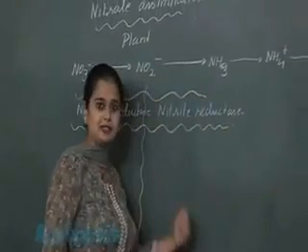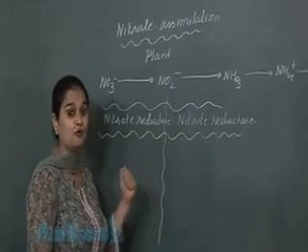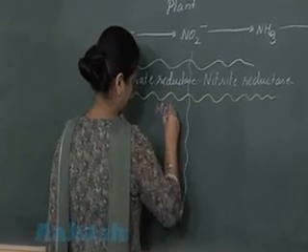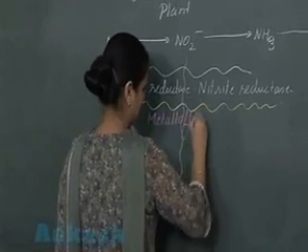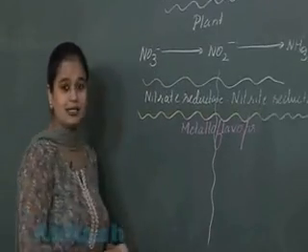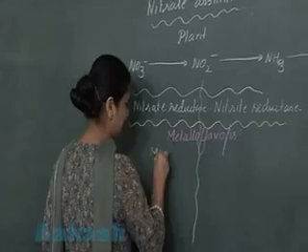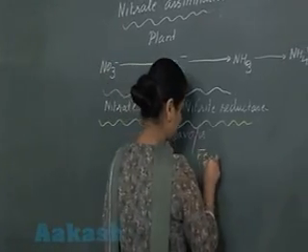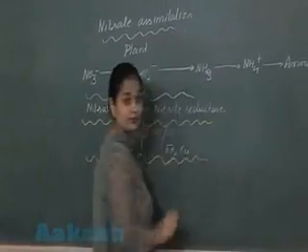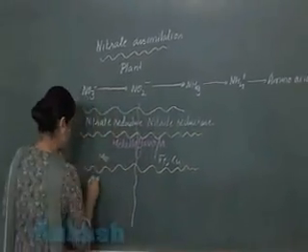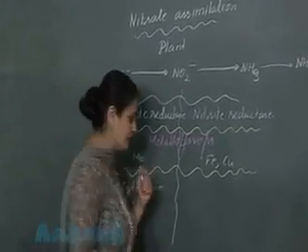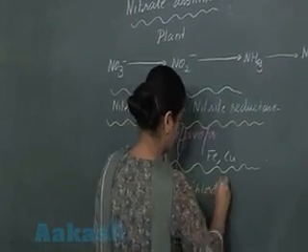Both nitrate reductase and nitrite reductase are metalloflavoproteins, right? Now in the nitrate reductase, the metal which is present is molybdenum, and here iron and copper. Nitrate reductase is present in the cytoplasm. The location is in cytoplasm, but nitrite reductase is a chloroplast based enzyme.